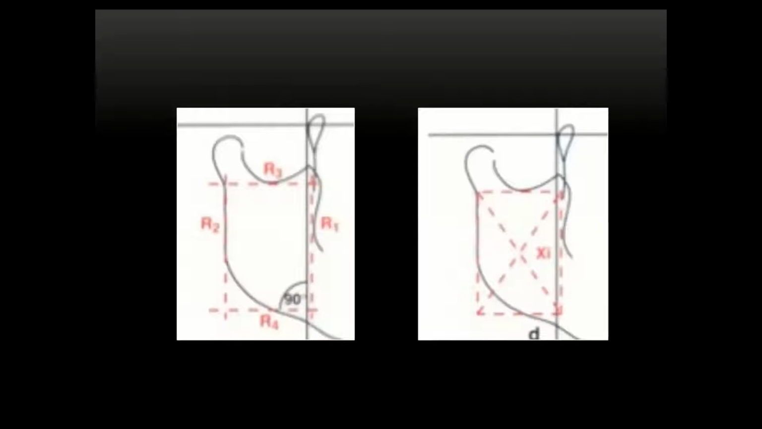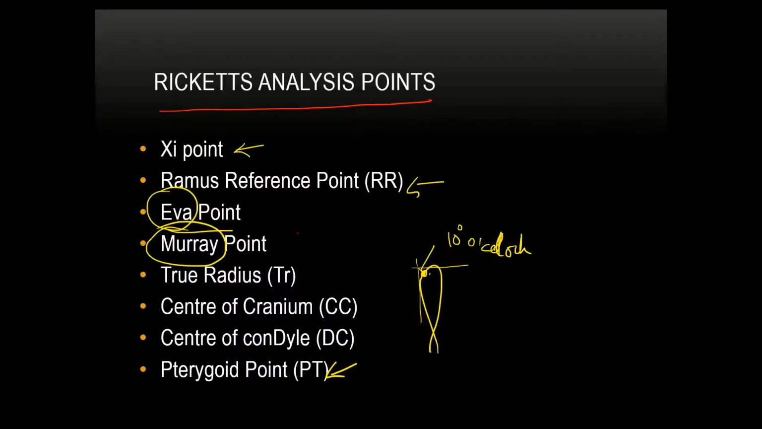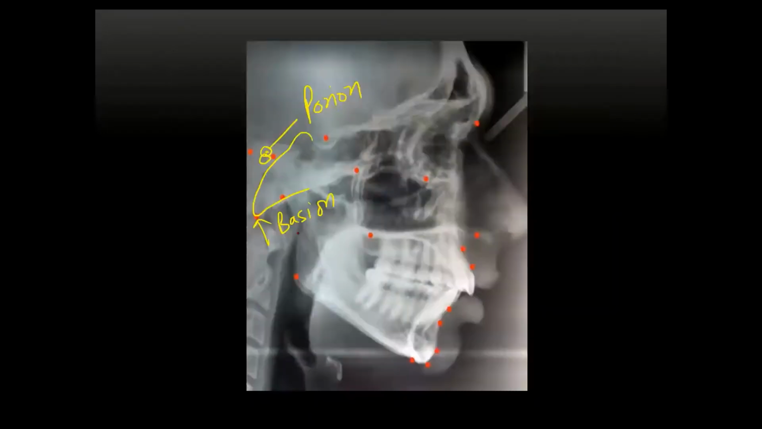Okay. Now I'll tell you a few other points. First is Xi point. How to draw Xi point? I'll just explain it to you. So when you draw the mandible border, this is the mandible. You draw the mandible on a lateral cephalogram like this. It's just not that clear in this. It's like this. So you draw the outlines of the mandible.